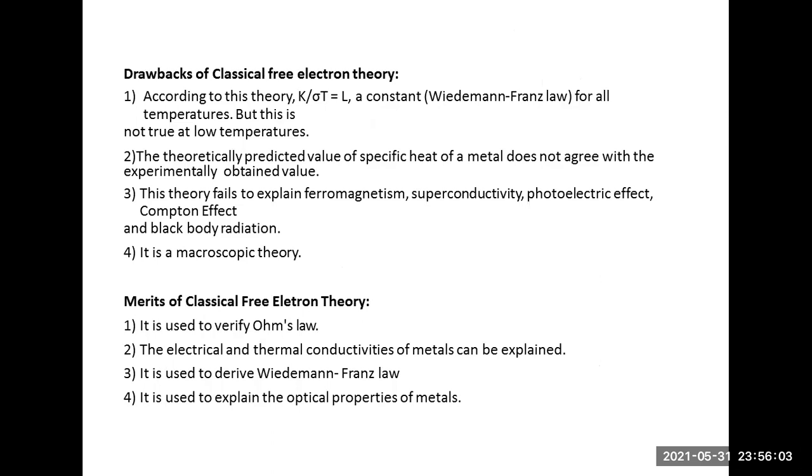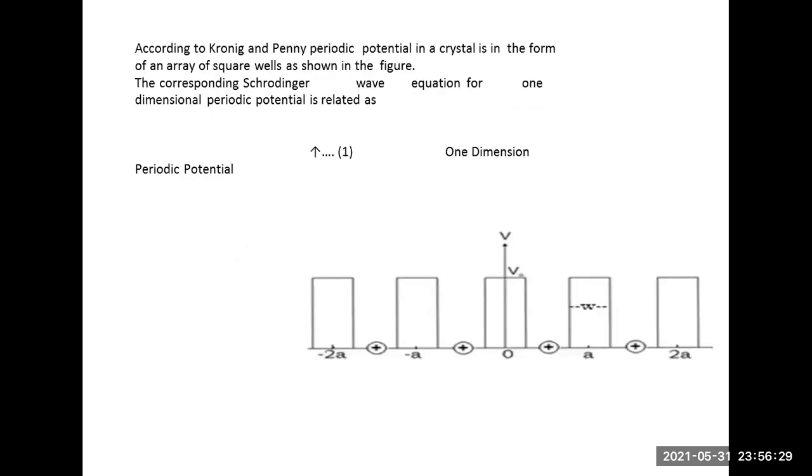So, what is actually the main drawback of classical free electron theory? The classical free electron theory says in detail about the electrons, and the electron is not a macroscopic particle, but it is a microscopic particle or elementary particle. So, it's a microscopic theory. That is the important disadvantage or drawback of classical free electron theory.